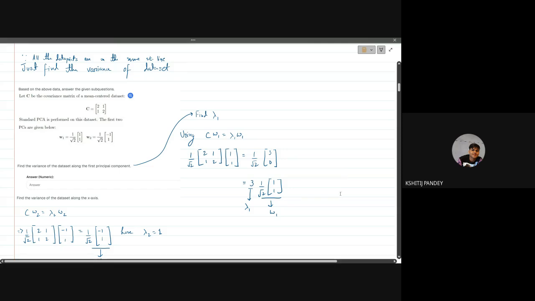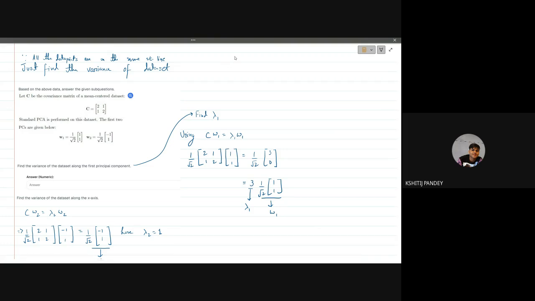This is an interesting one. In the next part of this question, we have to find the variance of the data set along the x-axis. Any idea how we will do this? Any suggestions? The W1 will be 1, 0. Correct, absolutely correct. That's the entire thing.